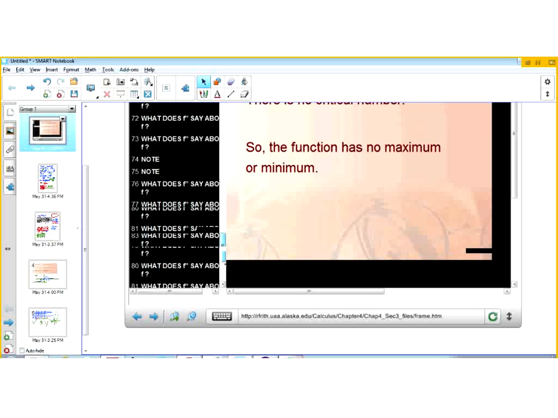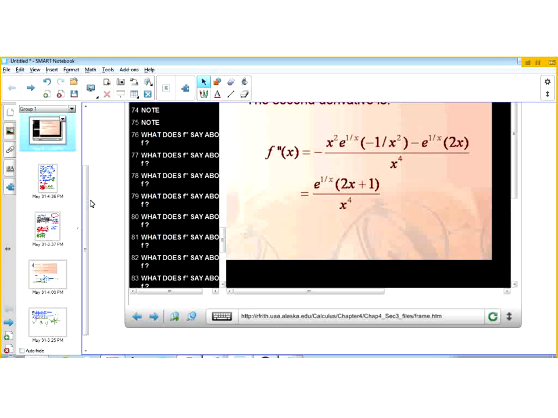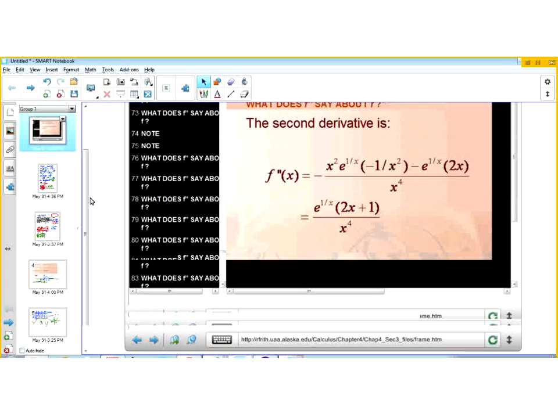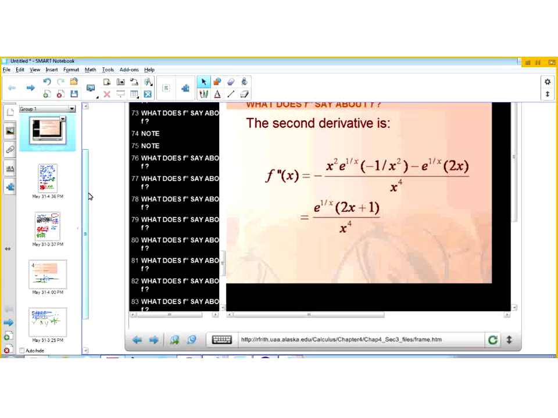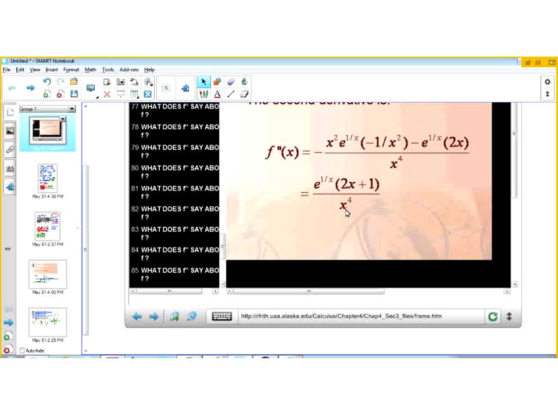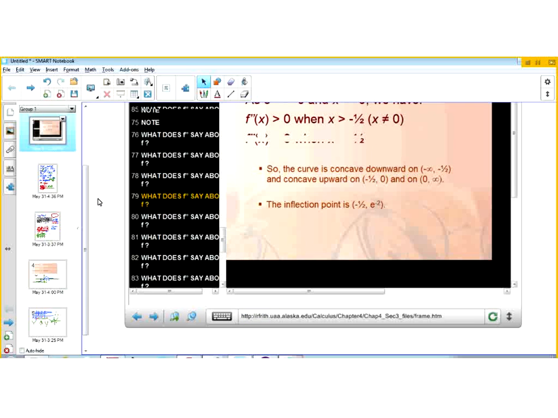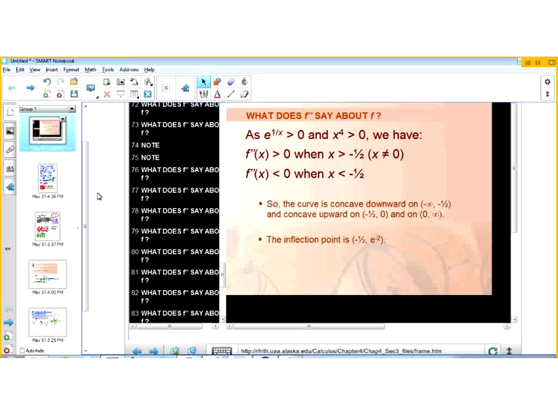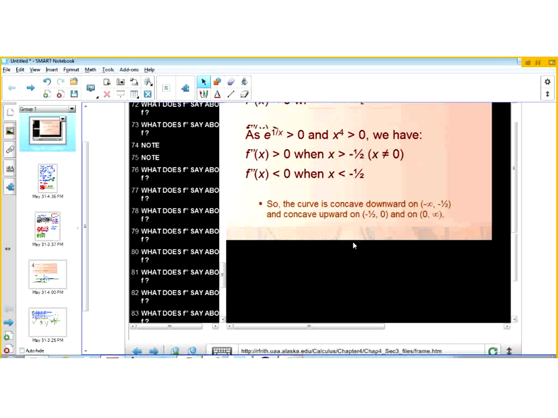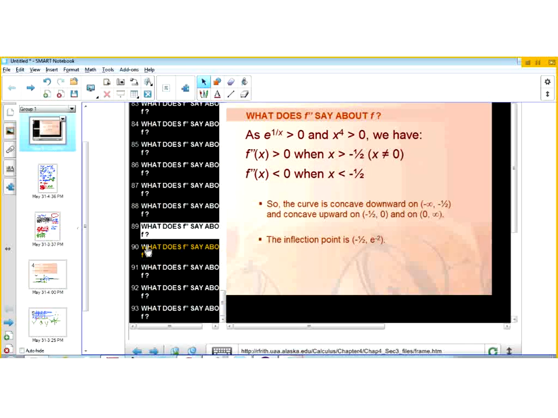Yeah, so they show that there's no critical number. Slide 88. Second derivative, I believe that's what we found. Yeah, they used the quotient rule for differentiation. I think I forgot to square this. Yeah. Slide 89. Okay, so they analyzed the concavity. They found that the inflection point happened here, so that was the conclusion we had.